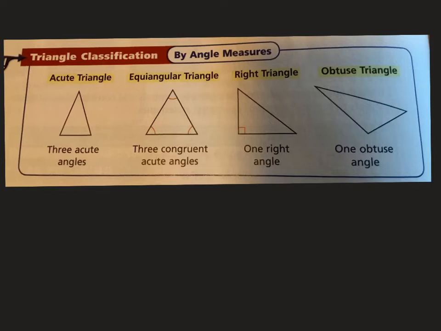classifying the triangles by their angle measures, and there are four different types of triangles that we talk about. The acute triangle, which is the first one, has all three angles are acute angles, and by acute we mean angles that are less than 90 degrees.